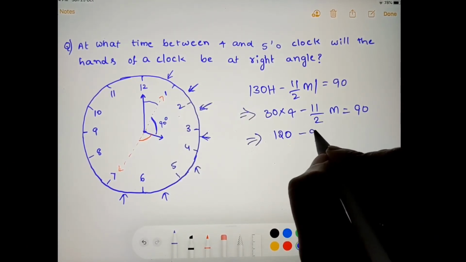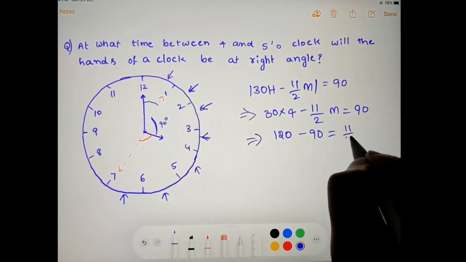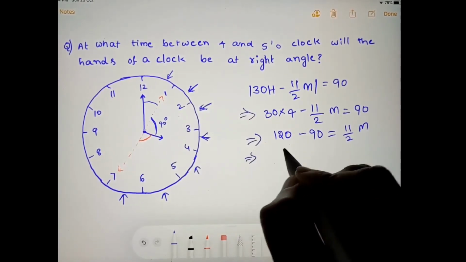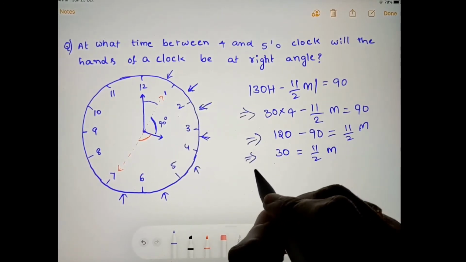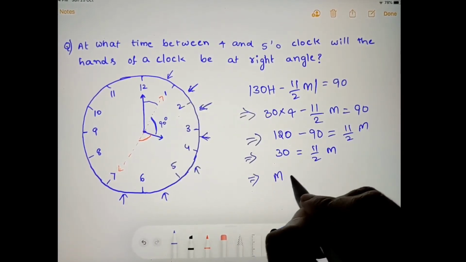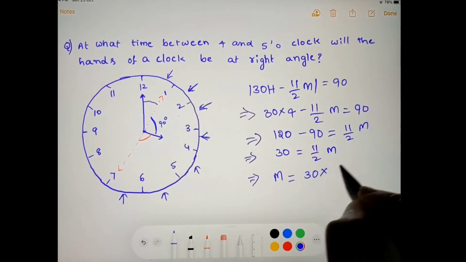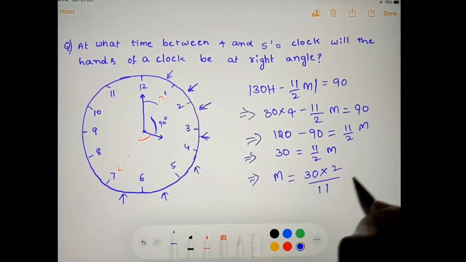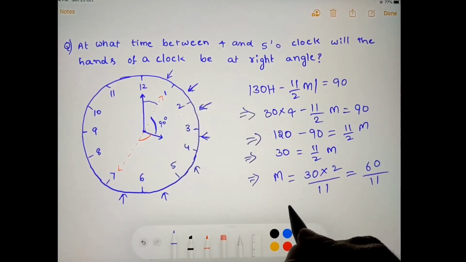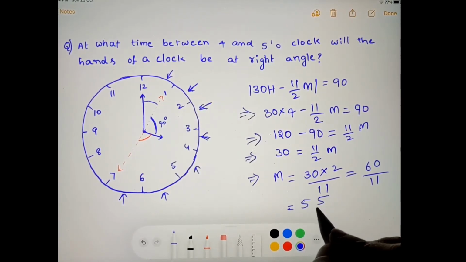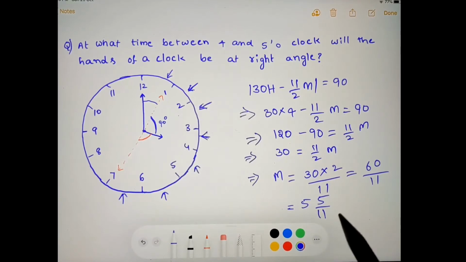If we get 90 this side, it will be 120 minus 90 is equal to 11 by 2 m. It will be 30 is equal to 11 by 2 m. Finally m is equal to 30 into 2 by 11, it is 60 by 11. It's nothing but 5 and 5 by 11. 5 and 5 by 11 minutes is the answer. This is same as previous approach.